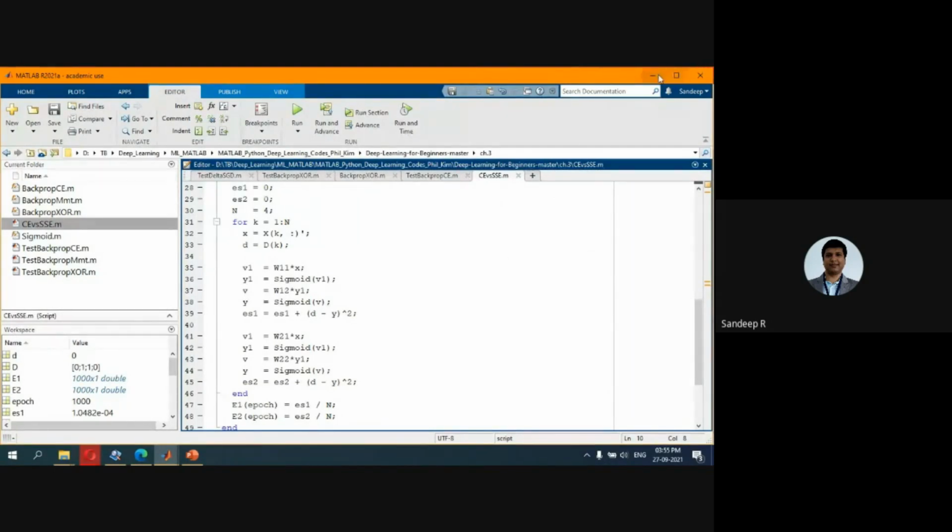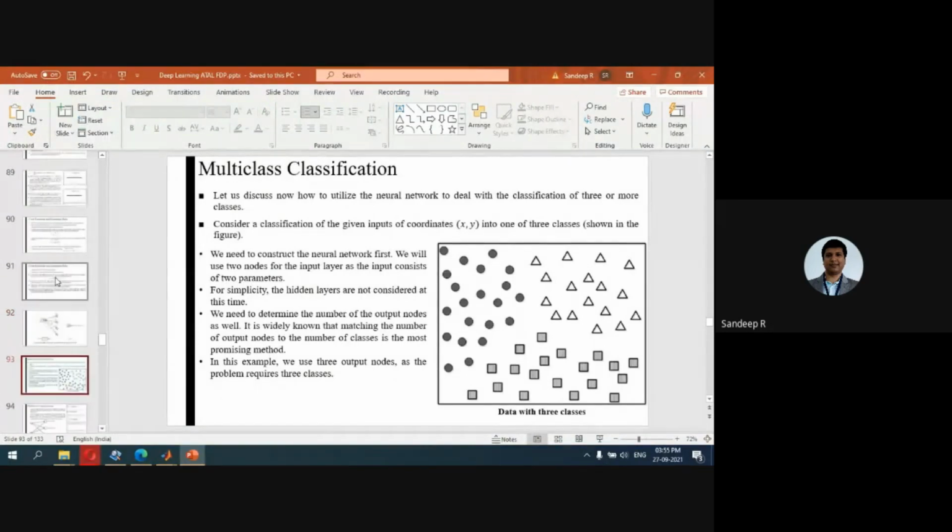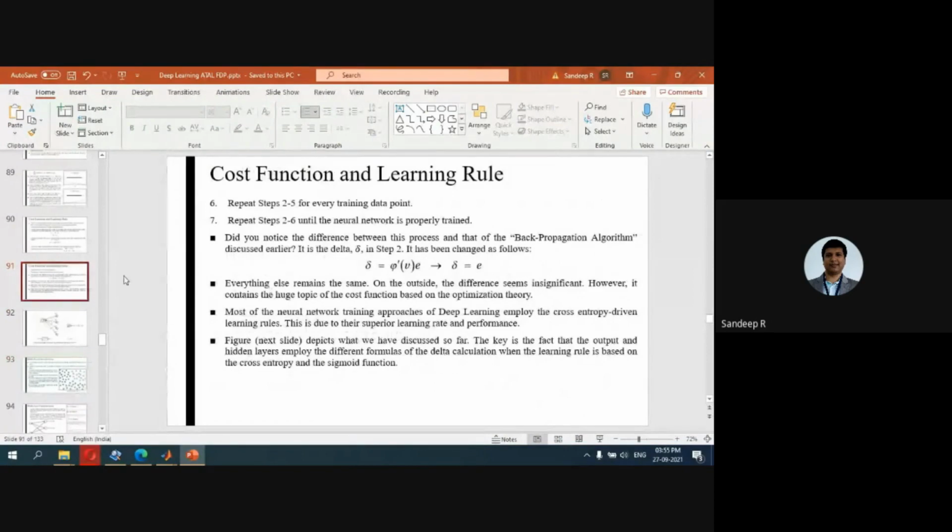Okay. So with that, let us go to multi-class classification. But what is the summary now? A multi-layer neural network would solve this problem. But a single layer neural network cannot solve a linearly inseparable problem.